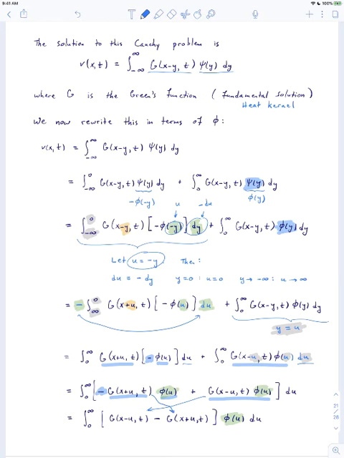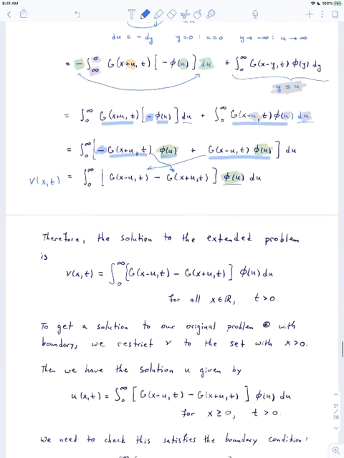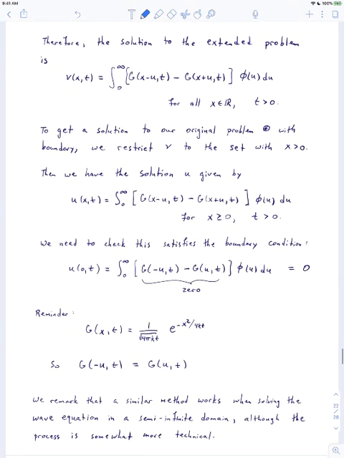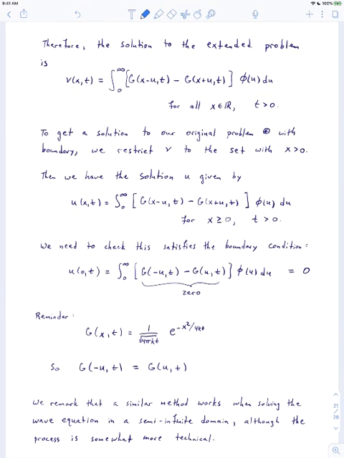So what we've done is we've written v at x,t, which is the solution to our Cauchy problem, in terms of an integral over the positive real numbers in terms of phi instead of psi. So the solution to the extended problem is right here, v at x comma t. It's the integral from 0 to infinity of capital G at x minus u comma t minus capital G at x plus u comma t, phi u du. And this is valid for all x and t greater than 0.